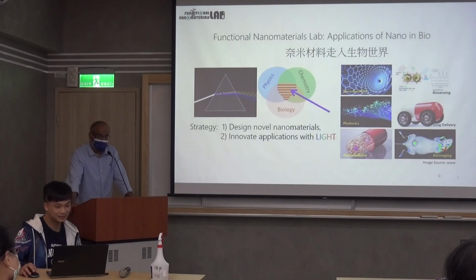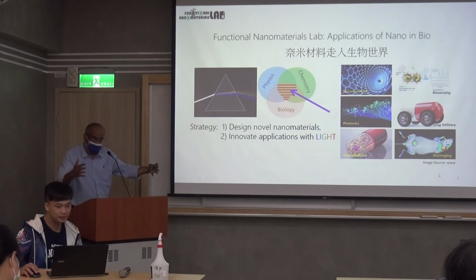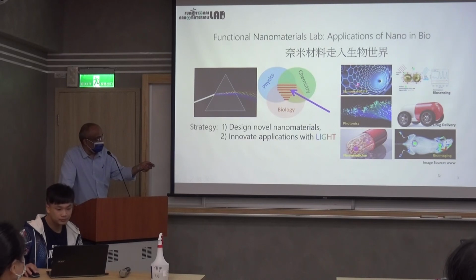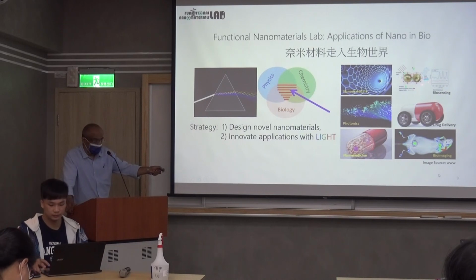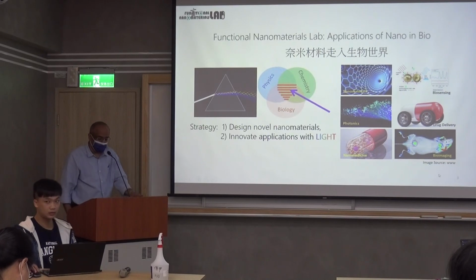Our idea is very simple. We make nanomaterials, we design novel nanomaterials. These are probably a combination or individual nanomaterials that we make and try to innovate applications that involve light. So for example, we can use carbon nanotubes for drug delivery, bioimaging, or even molecular detection. So these are the applications we look for to use with these nanomaterials.